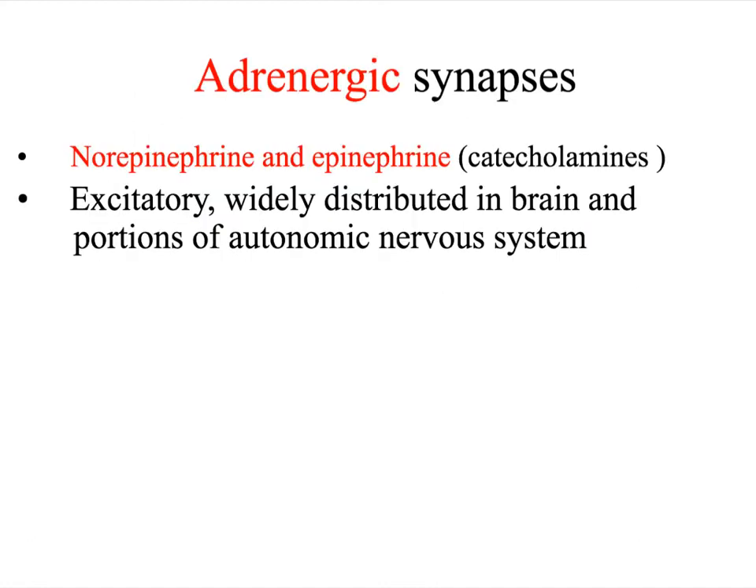So I told you there were two classes of neurotransmitters that I was going to talk about. And I mentioned cholinergic synapses. Those are the chemical synapses that use acetylcholine. This is the second type, adrenergic synapses. These use neurotransmitters known as catecholamines, and the big ones that we talk about are norepinephrine and epinephrine. The older term for epinephrine was adrenaline, and that's where the verbiage comes from.